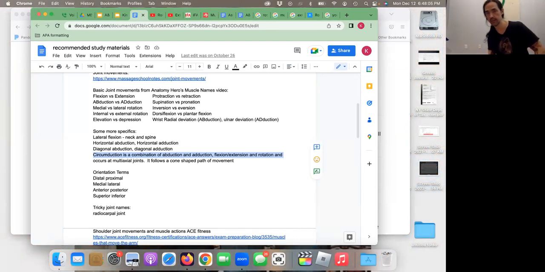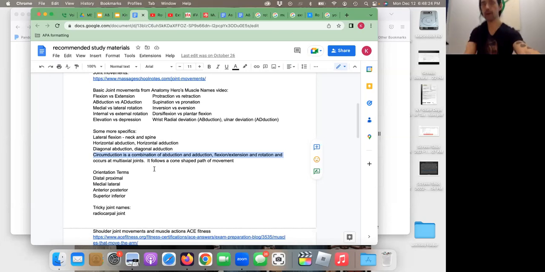And you can do the same at any joint that allows it, including the wrist joint, right? And you can do that at the ankle. You can do that at the hip joint. You can do it at the neck, spine, whole spine allows for it. Follows a cone-shaped path of movement.